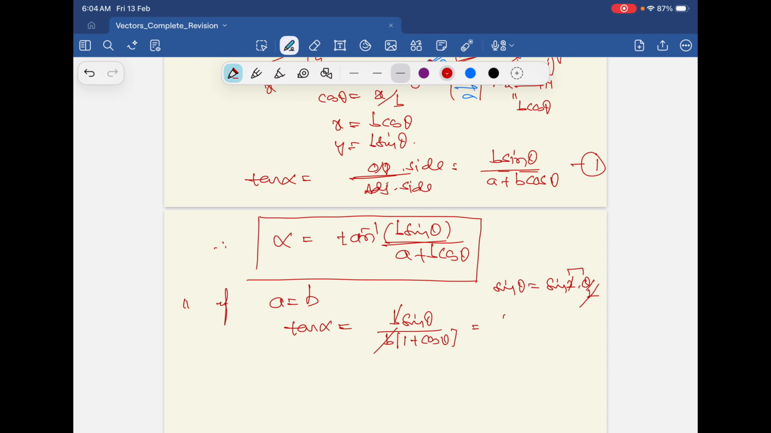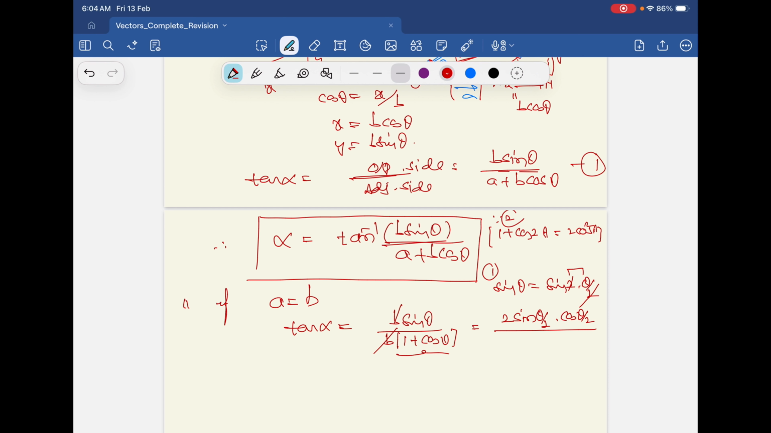Sin 2a formula is 2 sin a cos a. Sin theta, with a as theta by 2, is 2 sin theta by 2 cos theta by 2, divided by 1 plus cos theta. Here again I am going to use the 1 plus cos 2a formula, which is 2 cos square a. We should know these formulas. Formula 1, formula 2.